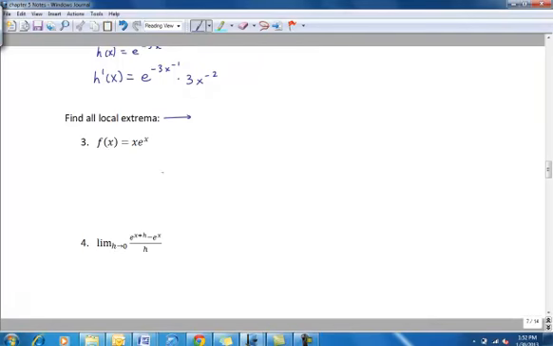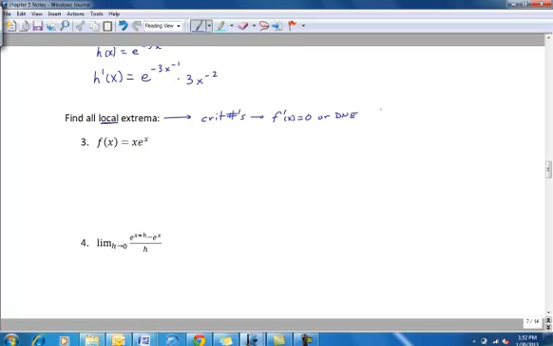So where do local extrema occur? Well, local extrema, and the key word in there is local. Local extrema always occur at critical numbers. And let's remember what critical numbers are. They are where f prime equals 0 or where f prime does not exist.